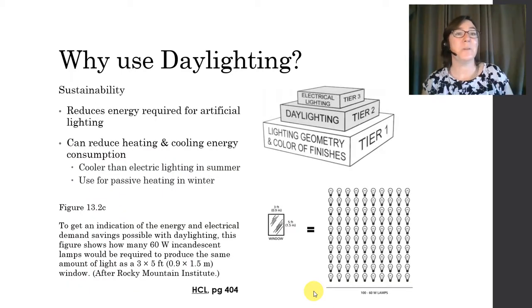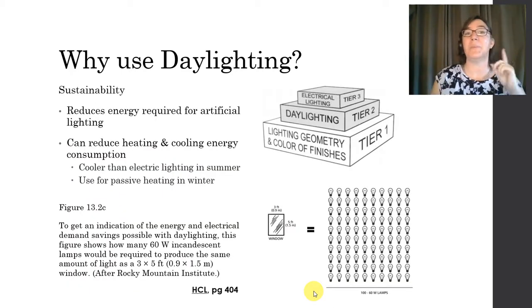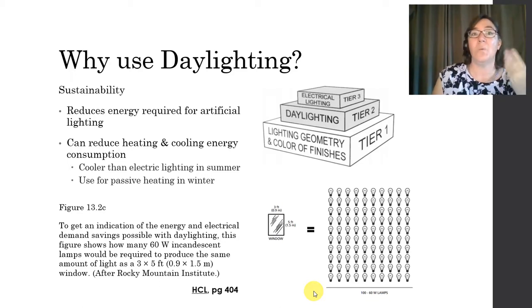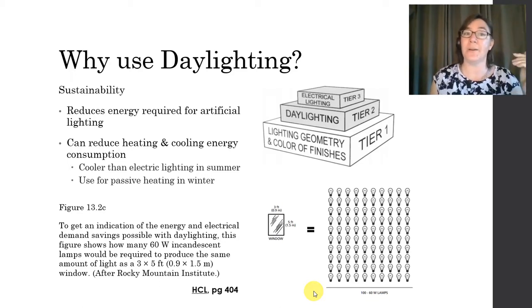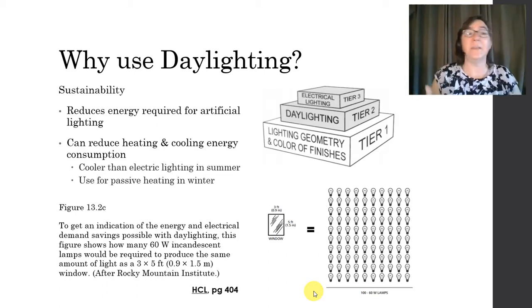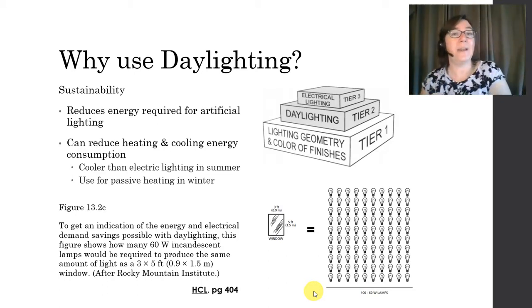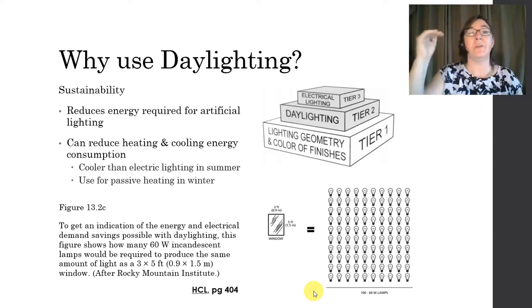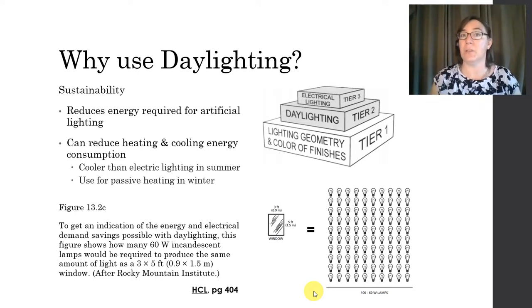So let's talk a little bit more about those sustainability goals. Remember that our very first goal was to reduce energy use, and daylighting is a huge way to do this. So if you're providing light using the sun, it reduces the energy required for artificial lighting.